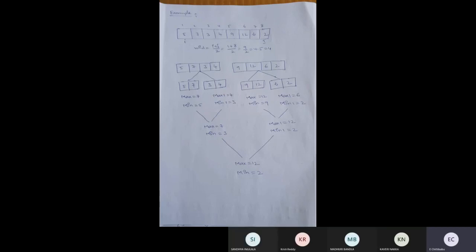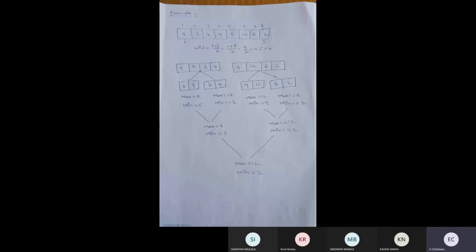Next, perform the mid operation. Mid equal to (i plus j) by 2, equal to (1 plus 8) by 2, 9 by 2, 4.5, equal to 4. Our problem is divided into two parts. First is the left side, 1 to 4. Right side is 5 to 8. Now again divide the left side.